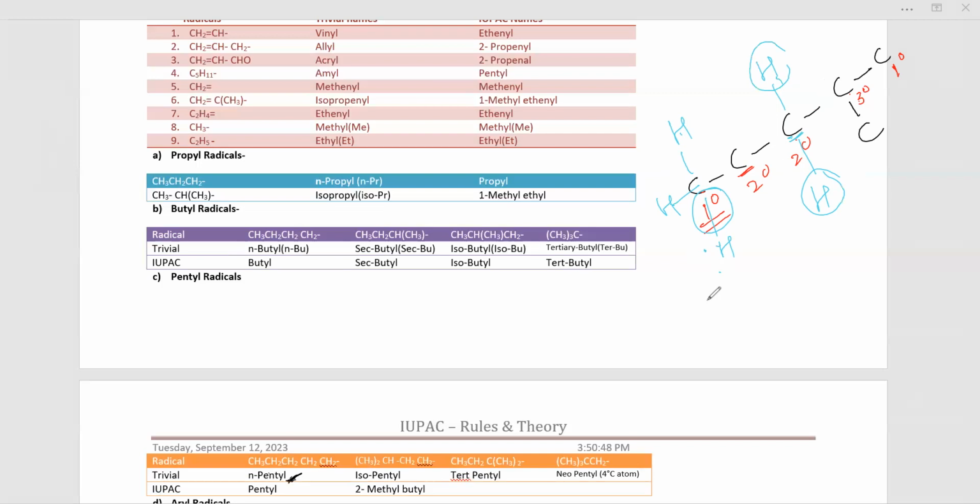Okay. Fine. Now see one more example. What about this carbon, Ojas? This is 4 degree, or you can say quaternary. Quaternary carbon atom. So how many quaternary hydrogen atoms will be there, Ojas? Zero. Zero hydrogen atoms will be there. Fine? See, this is what they may ask us.